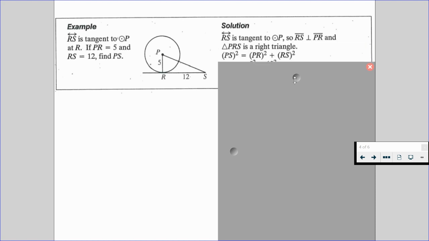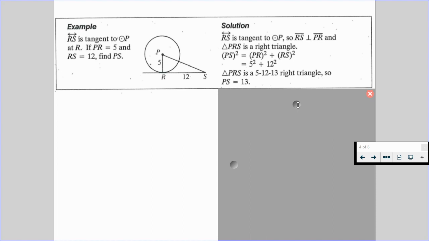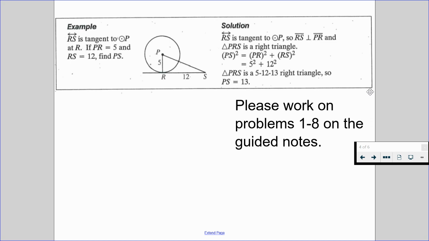PS squared is equal to PR squared plus RS squared. As we simplify it down, we figure out that PS is going to be 13 by using the Pythagorean theorem, which is pretty cool. It's kind of full circle. All right, please work on problems 1 through 8 on the guided notes and resume when you're ready to move forward.